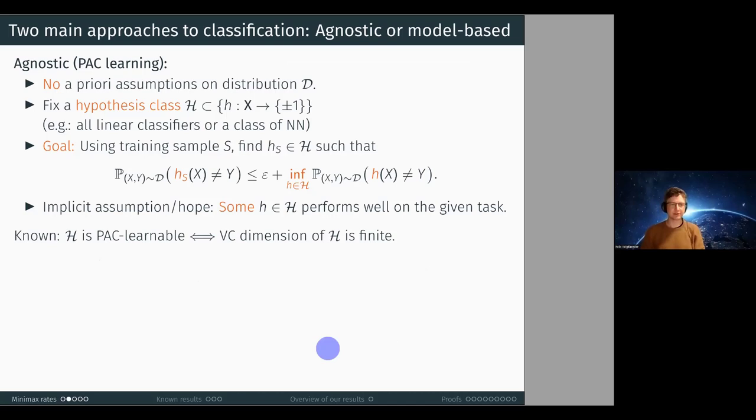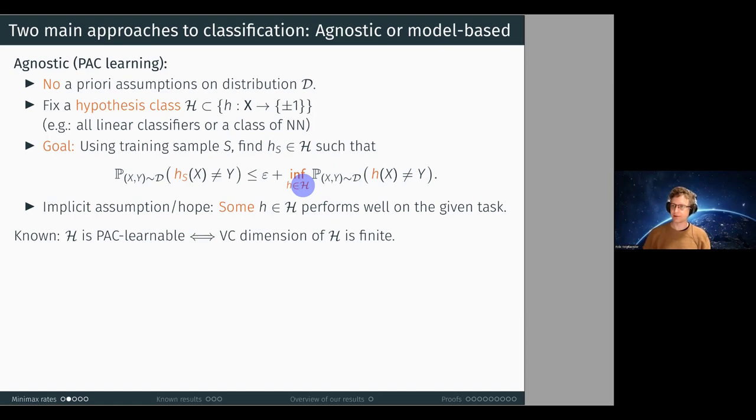And there are two main approaches to this, which I'm here calling the agnostic or the model-based approach. Actually, it's not to do this, but to mathematically formalize this. In the agnostic approach, which is related to so-called PAC learning, probably approximately correct learning, you don't have any prior assumptions on the probability distribution D of the data and the labels. But to still be able to learn something, you then fix a hypothesis class H, from which the learner will pick the learned hypothesis. This could be a class of neural networks or a class of linear classifiers. All kinds of things are possible. And then the goal is, using this training sample, to find some element of this hypothesis class such that the probability of misclassification for this learned classifier is essentially the minimal misclassification error possible in the class that you're considering, plus some epsilon.